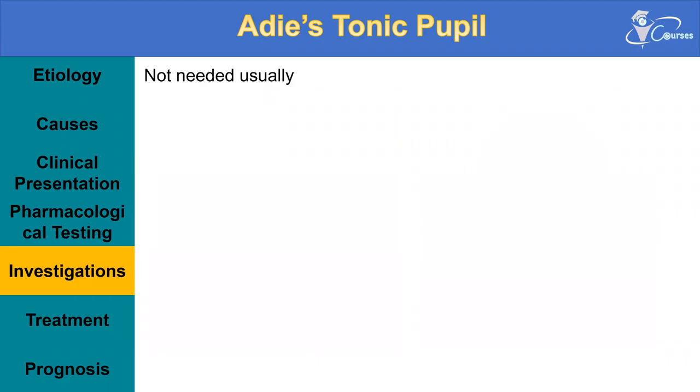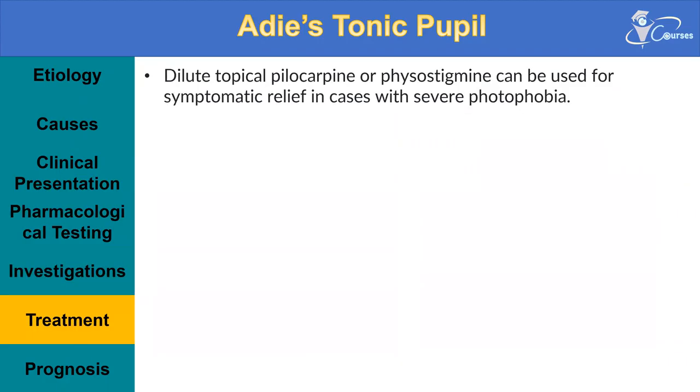Investigations for age are usually not needed. Those patients can be treated with diluted topical pilocarpine or physostigmine for symptomatic relief in case of severe photophobia. Those patients have a dilated pupil, so they will experience photophobia. So you can give this diluted pilocarpine in order to relieve this photophobia.